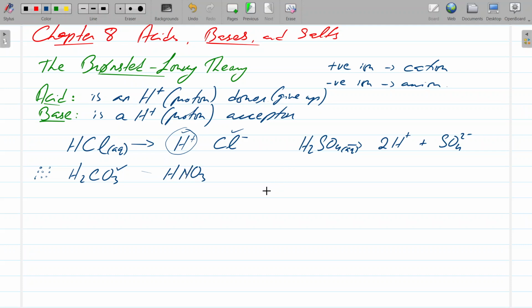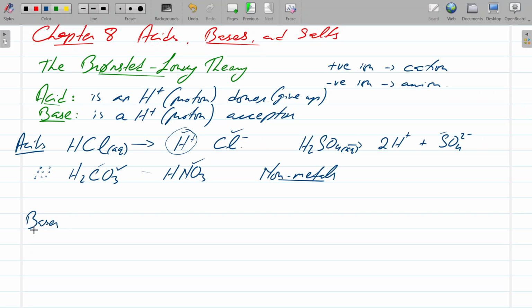Now, one thing that you would note over here: the nitrate, the carbon, the chloride, the sulfur, these are all non-metals. So non-metals make up acids. That's not the only thing they make up, but when talking about an acid, it will be with non-metals. So these are examples of acids.